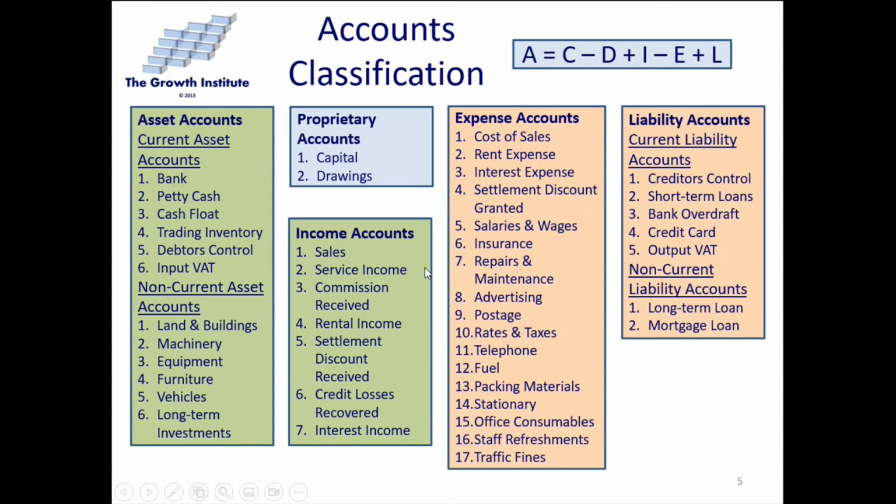Then we have the two proprietary accounts. The two proprietary accounts simply means the proprietors are the owners. These are the two accounts that relate directly to what the owners do.